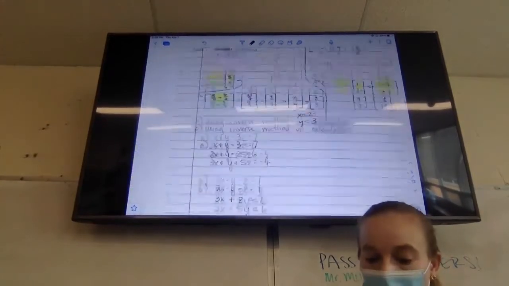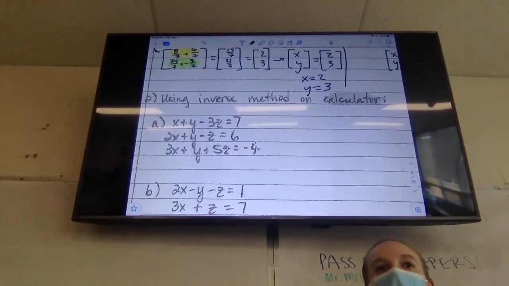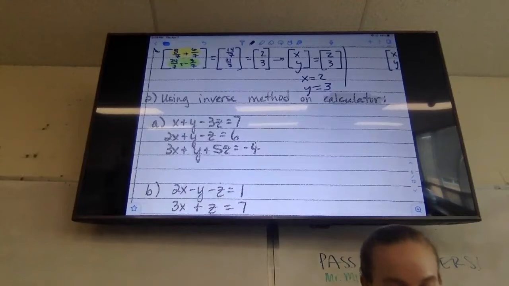Okay. All right, we're gonna do this in the calculator. So we need to get our calculators out. Before we start typing in the calculator though, let's rewrite our matrices just like we did on the last two.